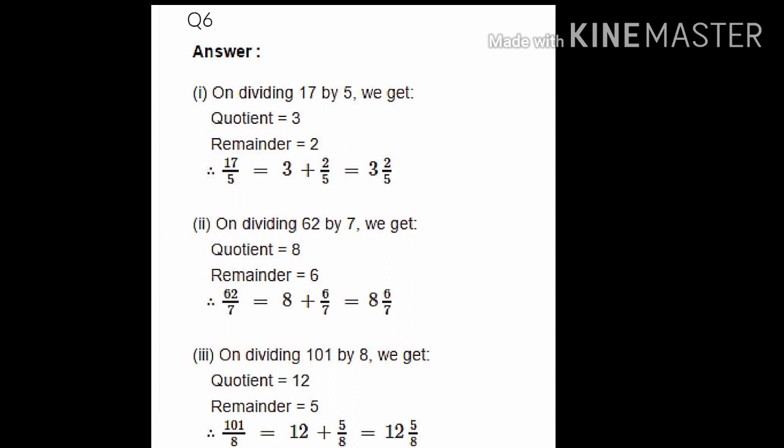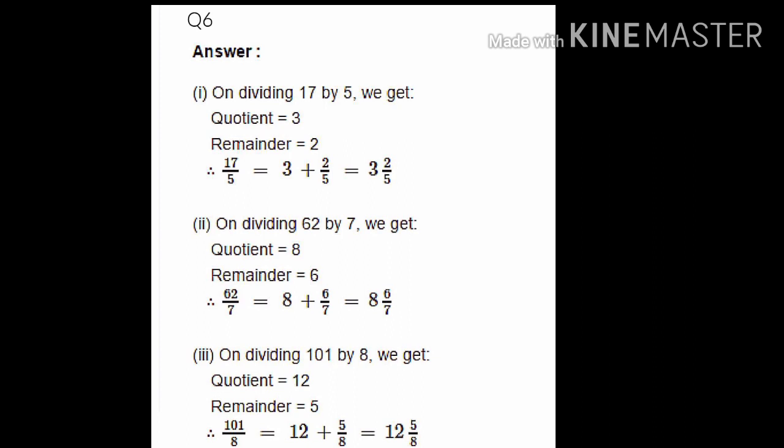First is 17 by 5. So we are dividing 17 by 5. The quotient is 3 and the remainder is 2. So 3 2 by 5. Then 62 by 7. On dividing, what is our quotient? That is 8 and the remainder is 6. So the quotient becomes the whole number. So 8, remainder 6, so 8 6 by 7.